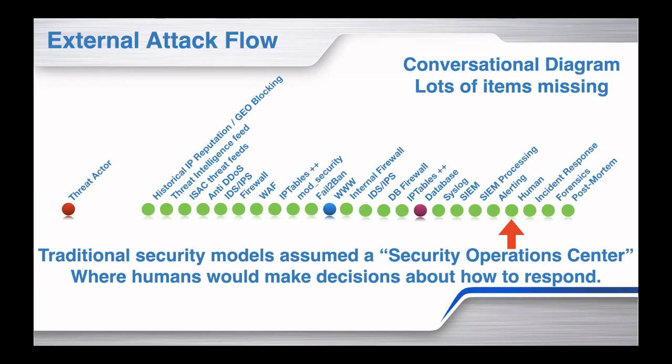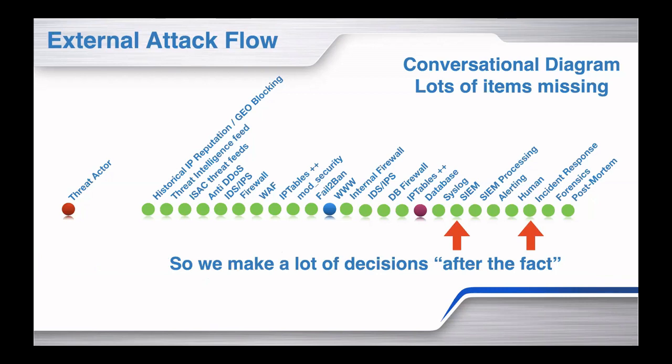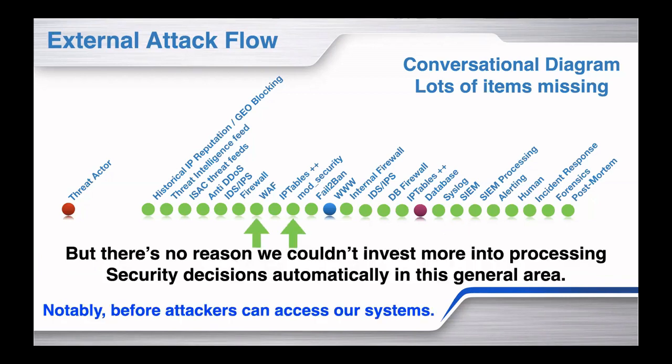One thing that was interesting is that traditional security models assume the security operations center, and that actually came from the first space missions, where we thought we had to have a knock and an alerting area for the humans. That was just the way people thought it was done. But that also creates a situation where we're making all of our decisions after the fact.